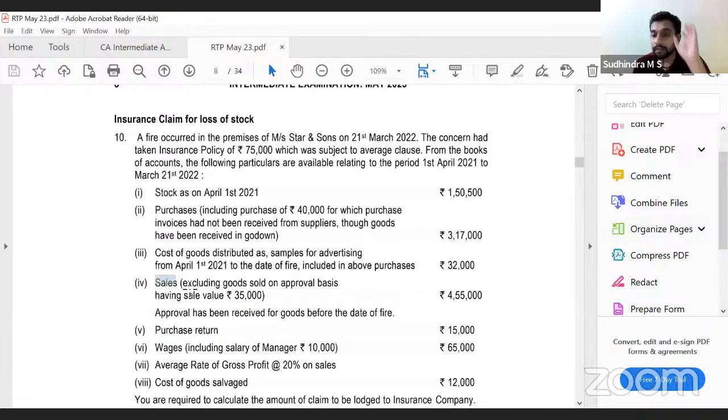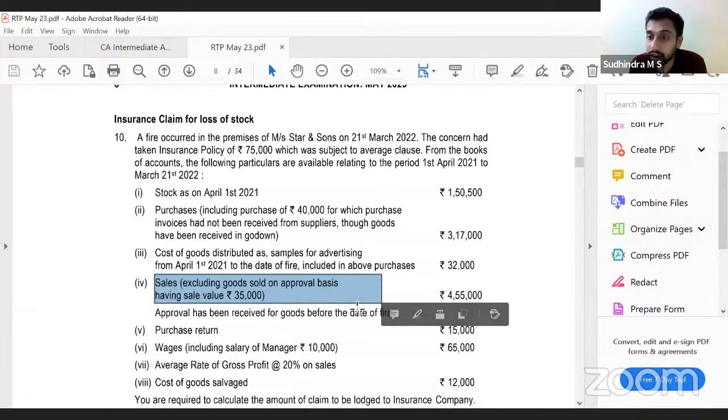Now, point number 1: normally in the questions that we have solved, sales included goods on approval basis. That is what they were giving. Here it is excluding. So this 455 doesn't include goods sent on approval basis.